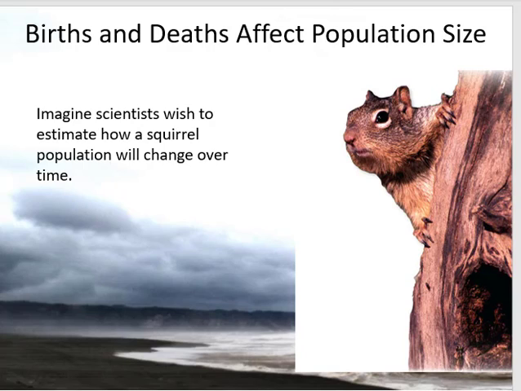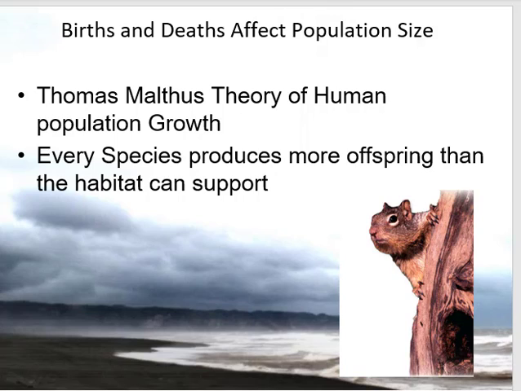So there are several factors that affect the population. So we're going to estimate how a squirrel population will change over time. This guy named Thomas Malthus came up with a scientific theory about human population growth. And it applies to all species. Basically, every species will produce more offspring than the habitat can support.